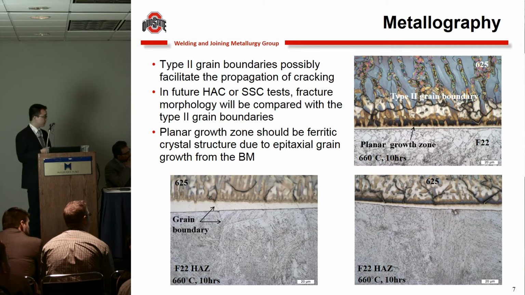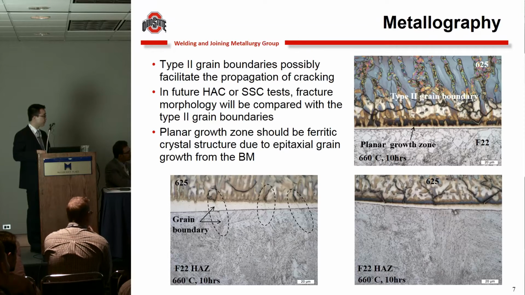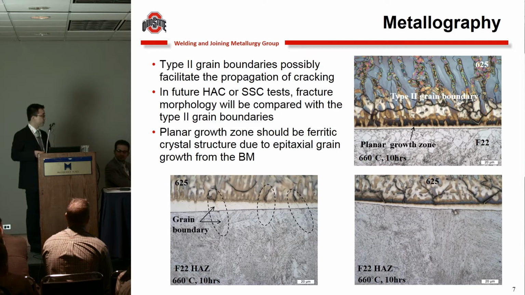Another very interesting discovery is the grain boundary here in the base metal. We can see the grain boundary, and the grain boundary in the base metal can actually extend into the planar growth zone and even extend into the cellular dendritic region. So we can conclude that this is epitaxial grain growth, and the planar growth zone probably has a similar crystal structure to the base metal. It should be a ferritic structure.